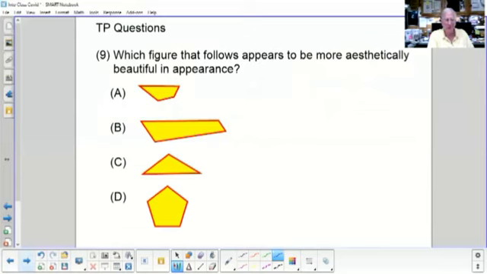Which figure that follows appears to be more aesthetically beautiful in appearance?